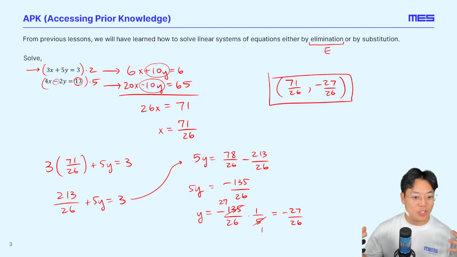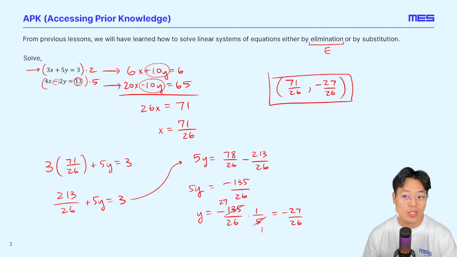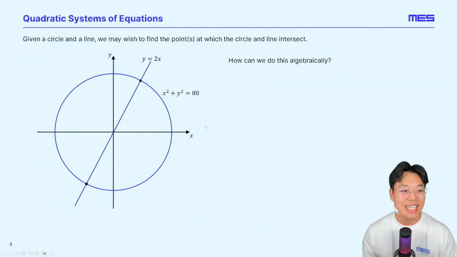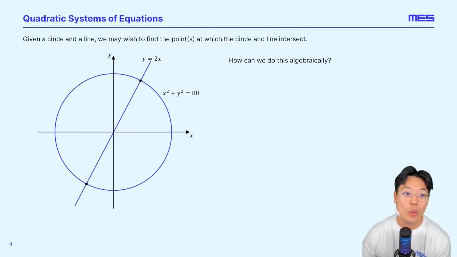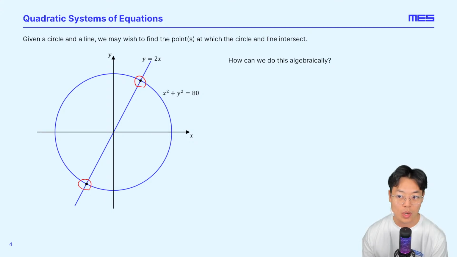So now this was kind of a challenge problem before for us, working with elimination and substitution with linear systems of equations. But today, again, we are tacking on quadratic equations. Let's see how that goes. So, given a circle and a line, we may wish to find the point or points at which the circle and line intersect. In this case, I give you the graph this time, and we're shown that there are 2 points of intersection. So we need to make sure that when we solve this, we are left with 2 points of intersection and not just 1.